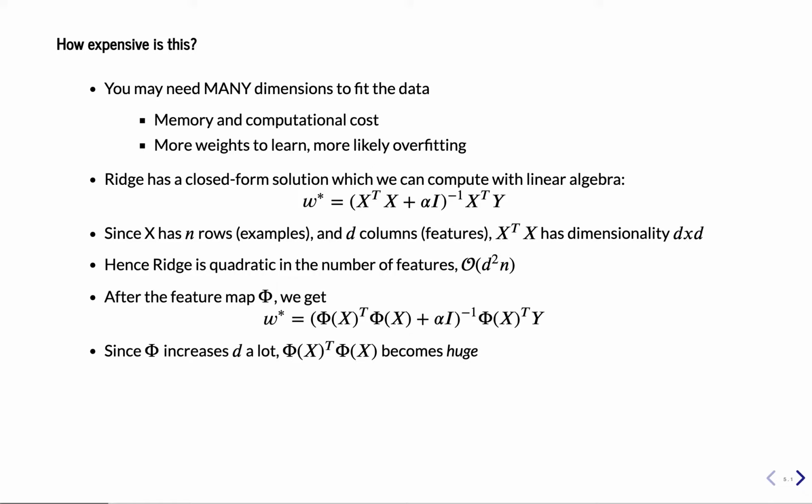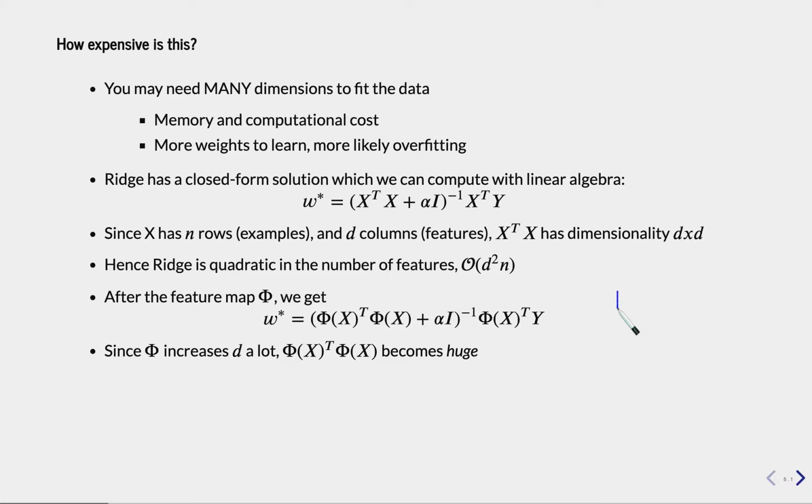so just to do some calculations. Remember that ridge has a closed form solution, which we can compute with linear algebra, right? Which looks like this. This we saw in the previous lecture. Now we are going to use a transformation. So this original non-transformed ridge has to compute this X transpose X matrix, which is a D by D matrix. So X is D features and rows. So XTX gives you a matrix which is D by D.